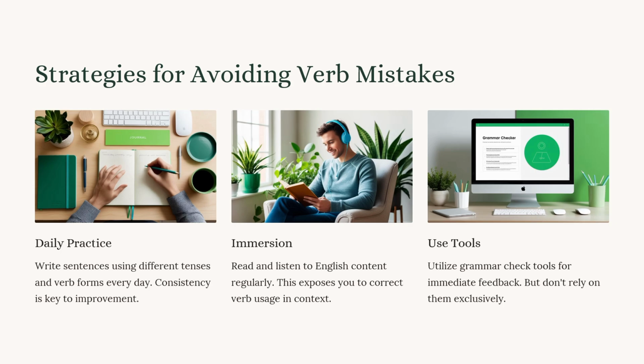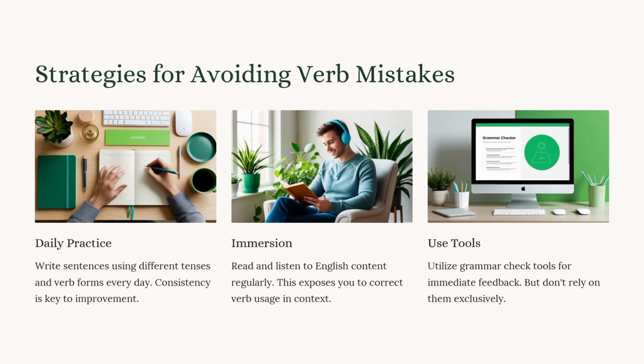Now, one simple yet powerful practice is writing sentences using different tenses. So, for example, write one sentence in the present tense, such as, I walk to school every day. Then rewrite it in the past tense, I walked to school yesterday. And then finally, use the future tense, I will walk to school tomorrow. This exercise reinforces the rules of tense consistency and improves your overall confidence in verb usage.